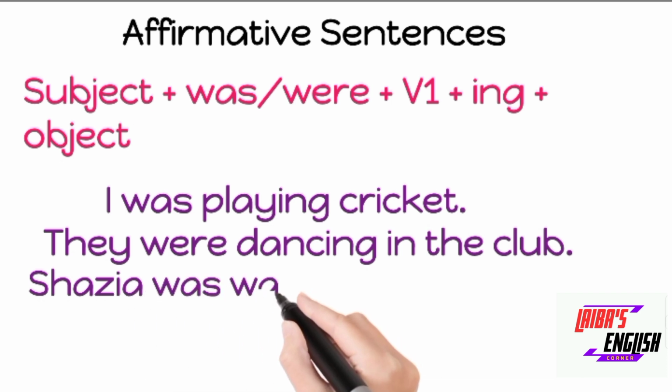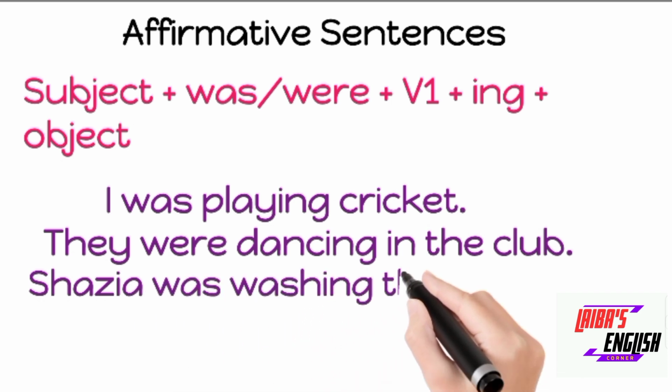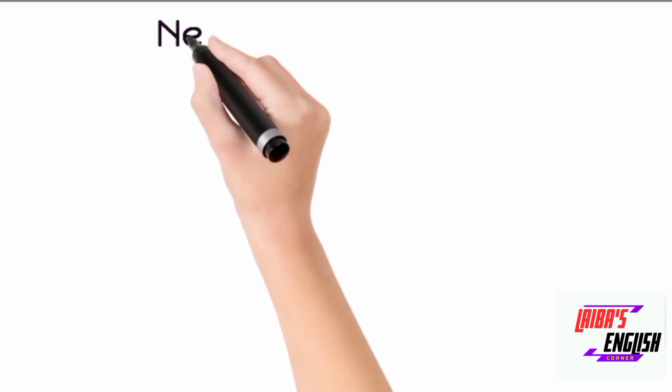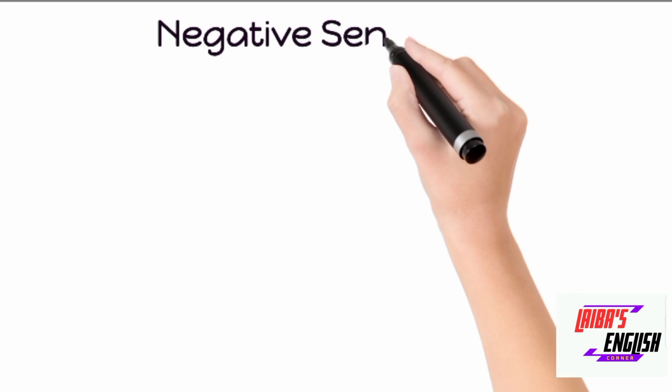Second is they were dancing in the club. So we have to use was with the singular and were with the plural, okay? Remember this thing in your mind. They were dancing in the club. Shazia was washing the clothes. So Shazia, a name, was washing, wash first form plus ing, the clothes is an object. And dancing, dance is the first form plus ing, in the club is an object. So these are the affirmative sentences in which we have to follow the simple structure of past continuous tense.